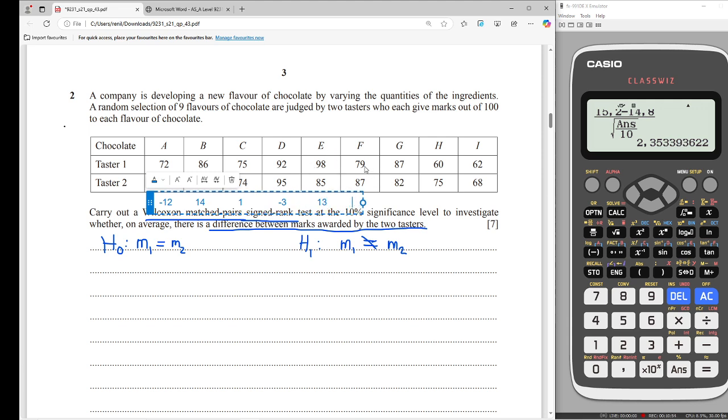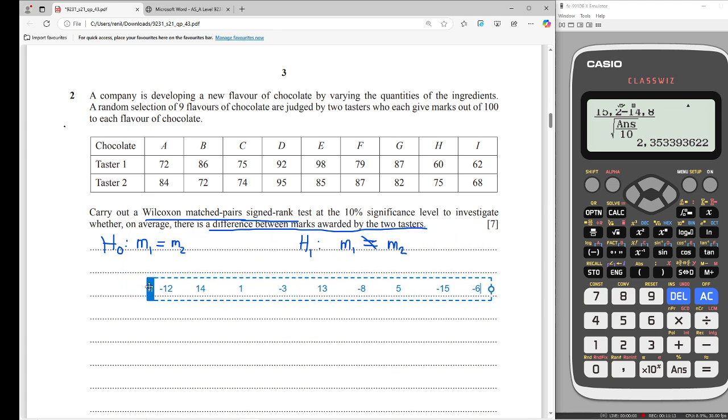Moving on, we have 79 minus 87, which is negative 8. We have here 87 minus 82, which is positive 5. 60 minus 75, negative 15. And finally, 62 minus 68, which is negative 6. Okay, so moving on, we have our differences.